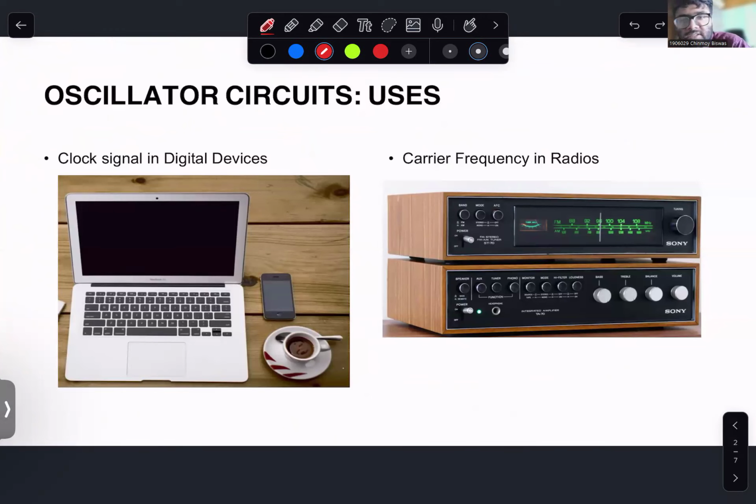The electronic oscillators are used in a wide range of applications, like in laptops and smartphone processors, for generating the clock signals, and in radio and mobile receivers for generating the local carrier frequency.